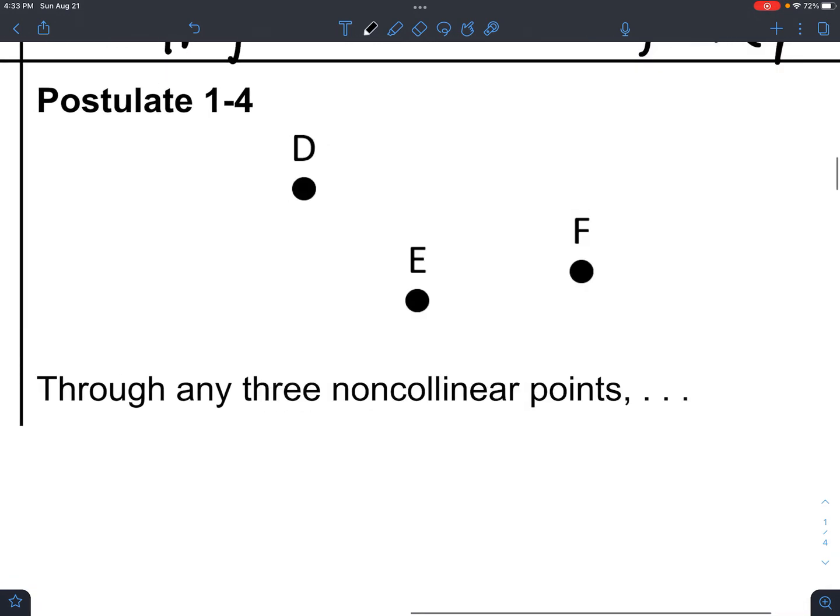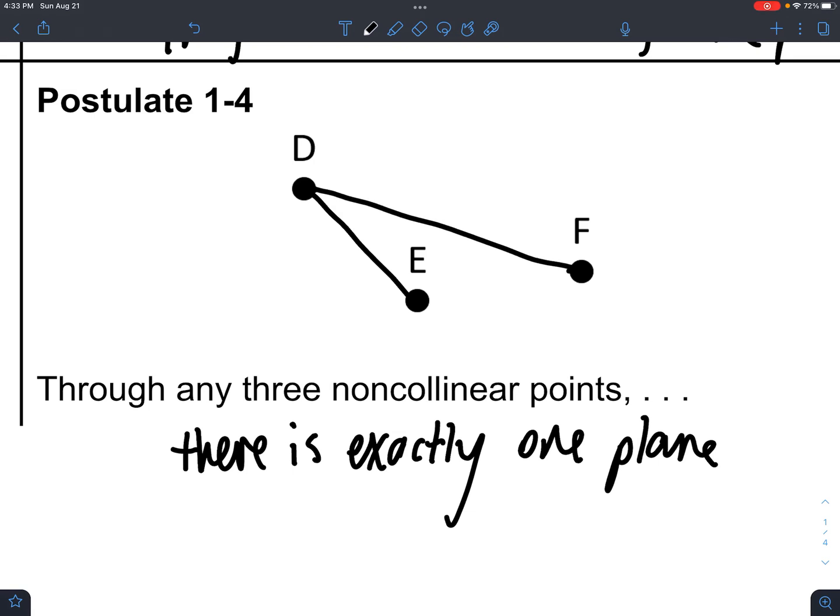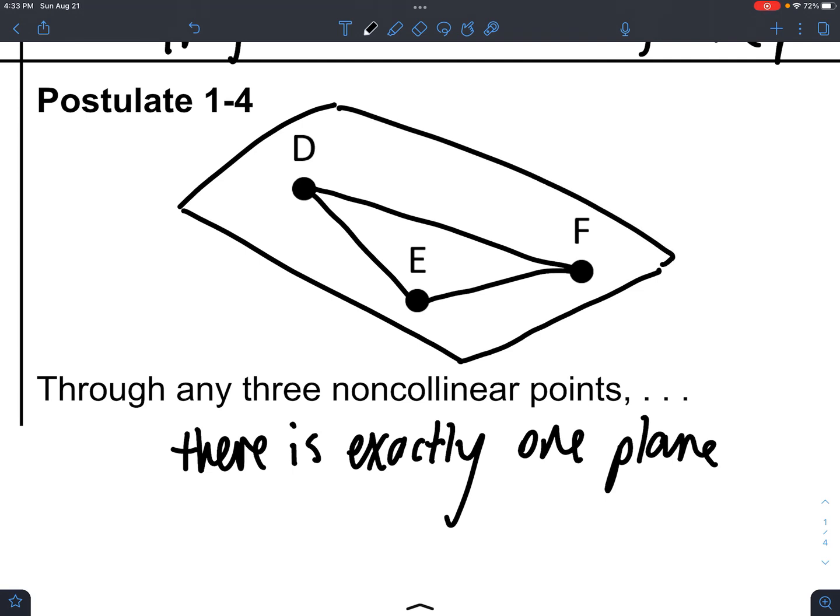And for this one, we have through any 3 non-collinear points, there is exactly 1 plane. And the reason why that's true is because there's only 1 triangle that connects these, and that can be expanded out to just a plane. So you could call that plane P, or you could call it plane DEF. There's only 1 plane DEF.